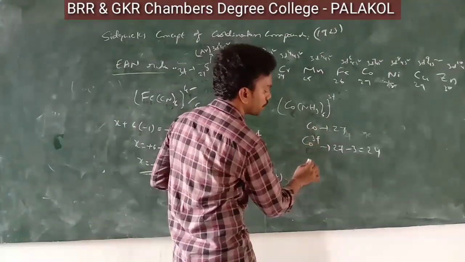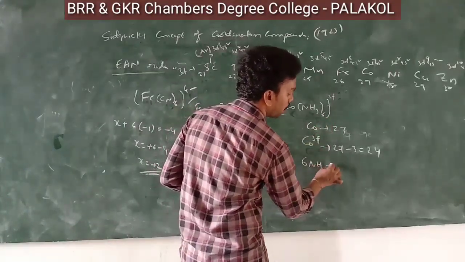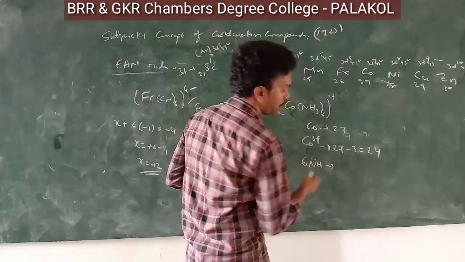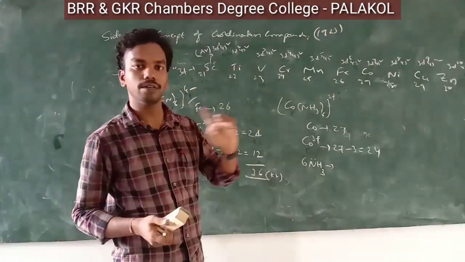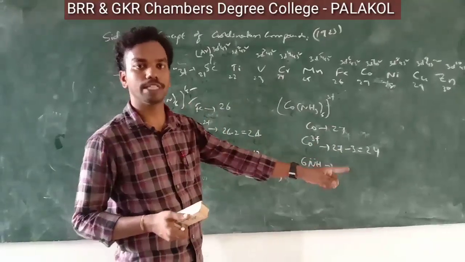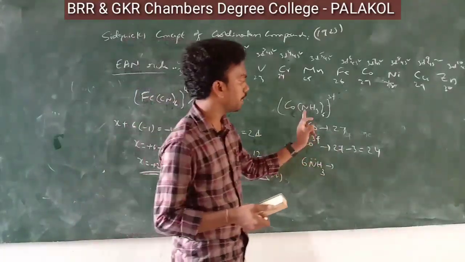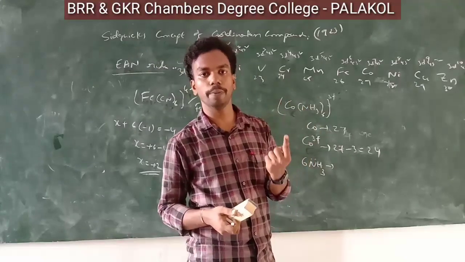So here there are 6 ammonia molecules. Ammonia has 1 lone pair of electrons. It is a monodentate ligand, that means it donates 1 lone pair of electrons to the central metal atom. So each ammonia donates 2 electrons, that is 1 lone pair, 2 electrons.